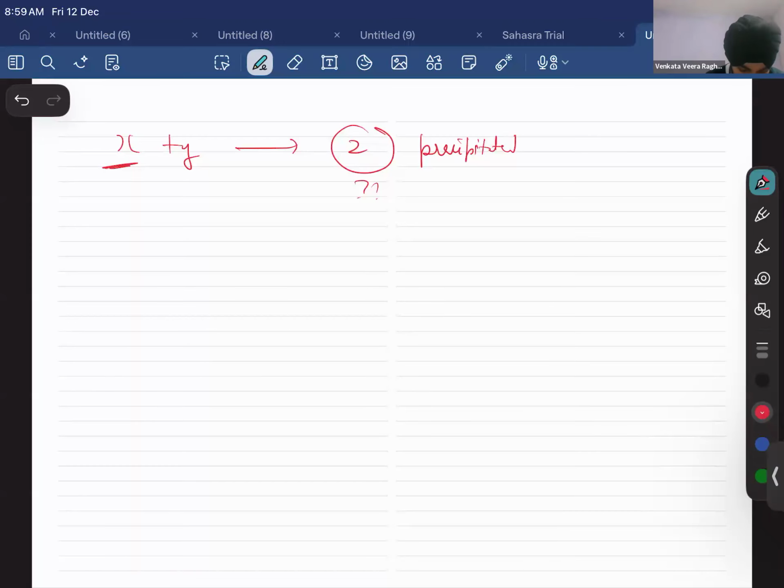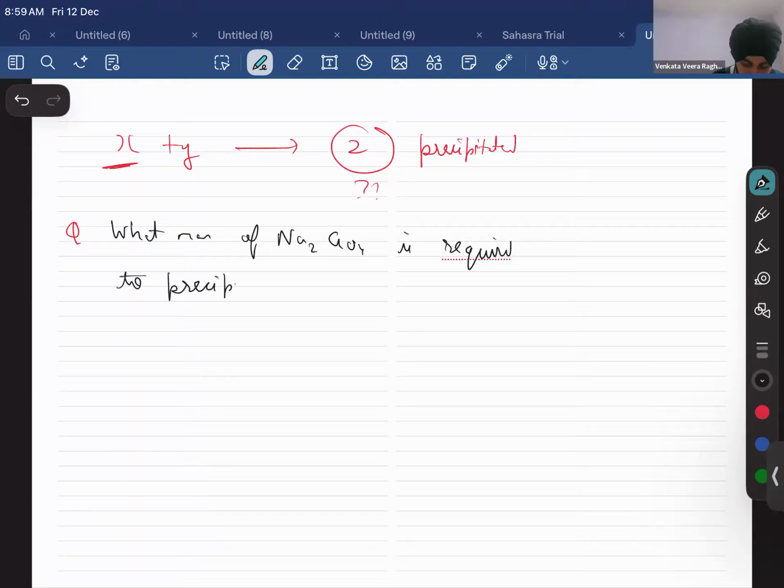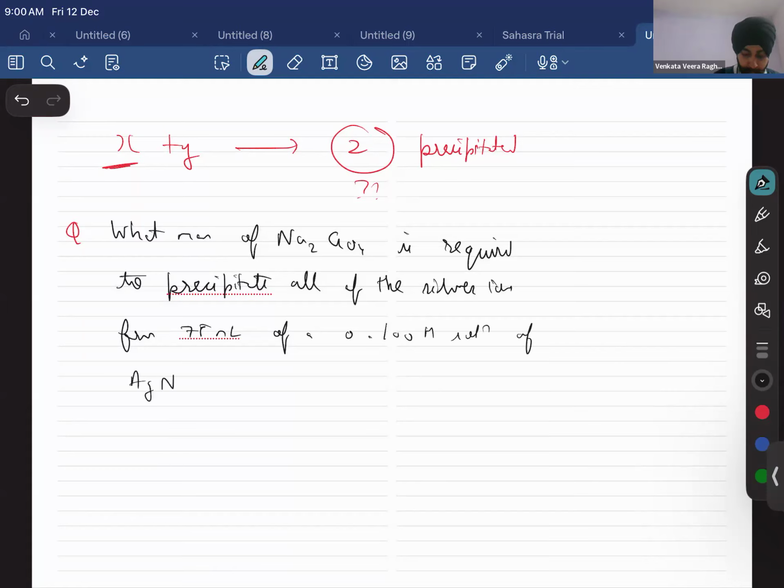Okay. So I will write one question for you here: what mass of Na2CrO4 is required to precipitate all of the silver ions from 75 ml of a 0.100 molar solution of AgNO3? You have to solve it.